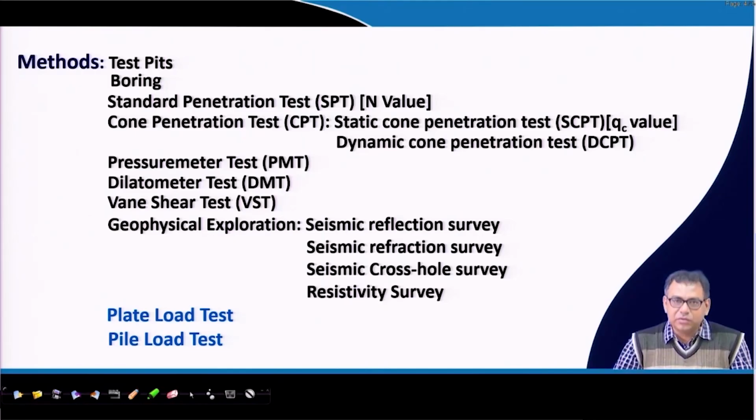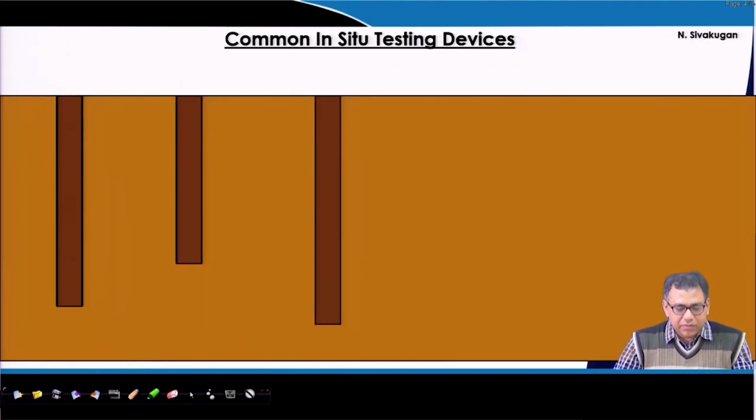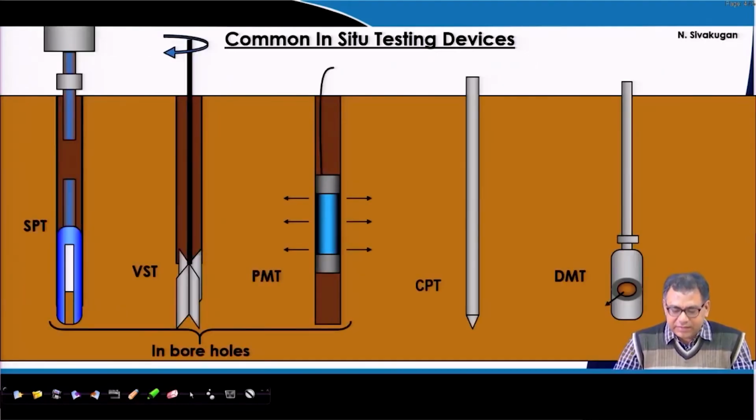So, these two tests will also be discussed, but not in the soil exploration part; they will be discussed during the shallow foundation and the pile foundation parts. So, one by one I will discuss all these techniques in brief. These are the different techniques that I have listed.